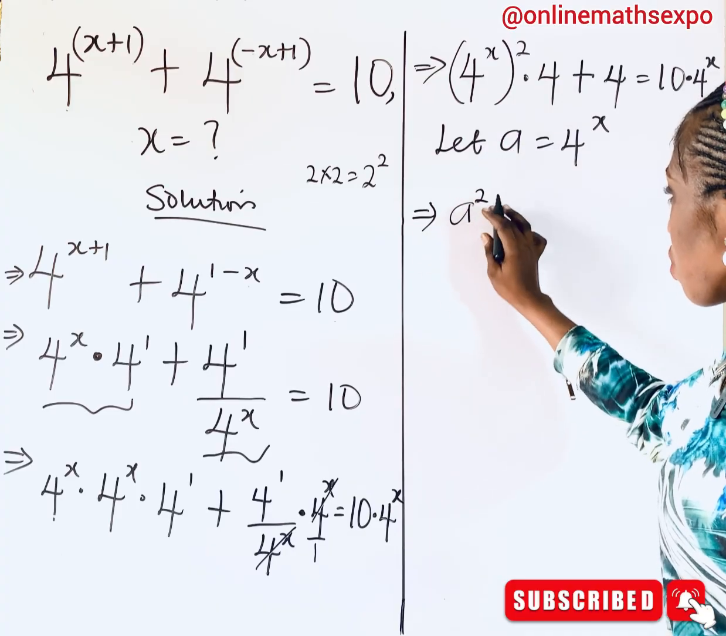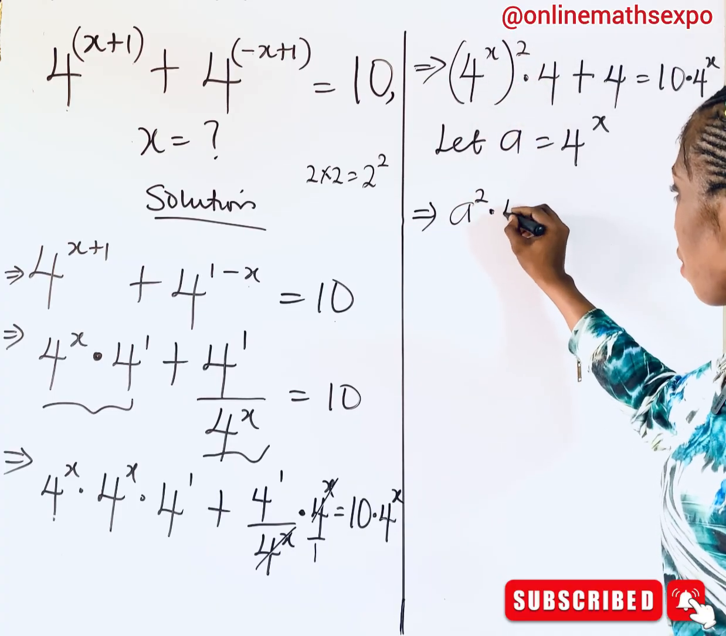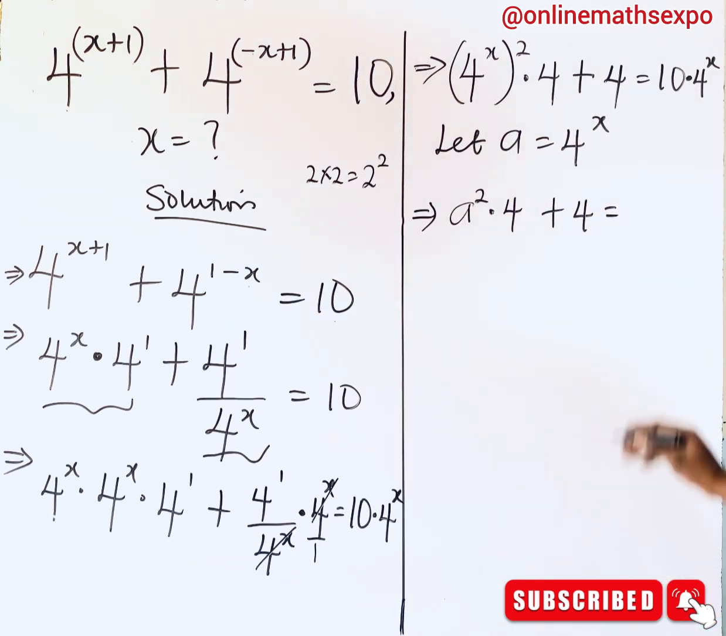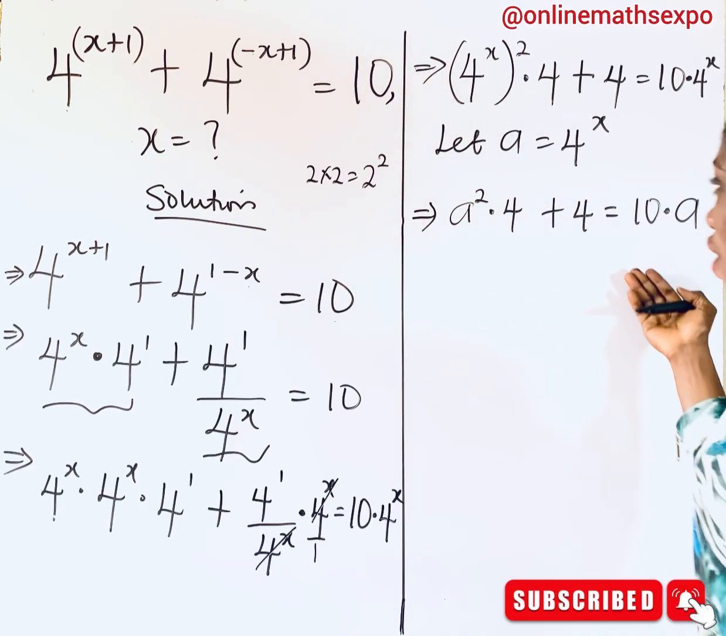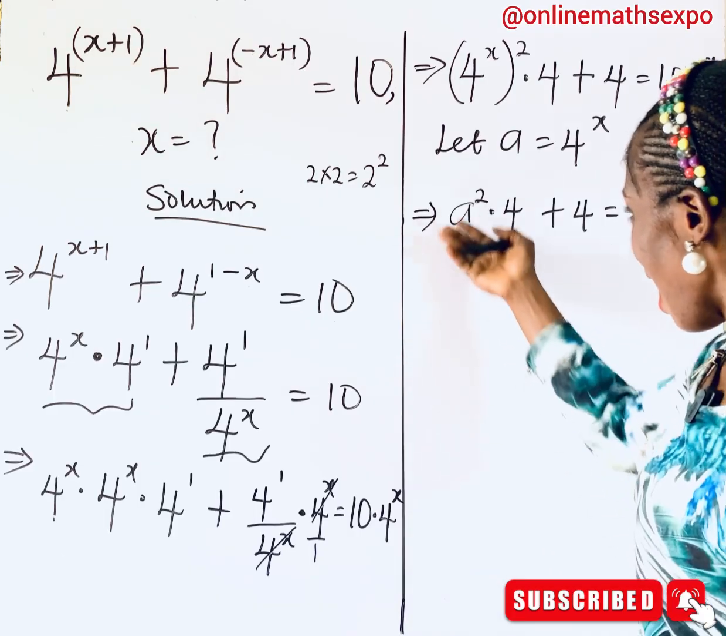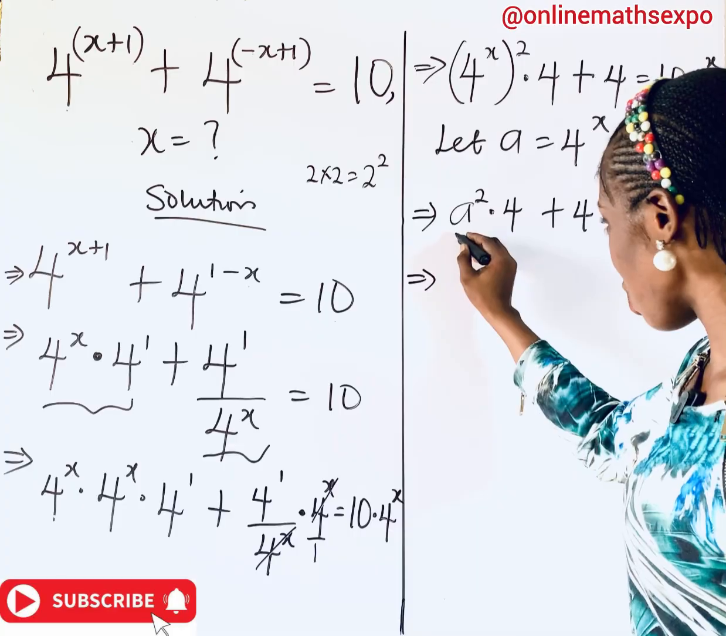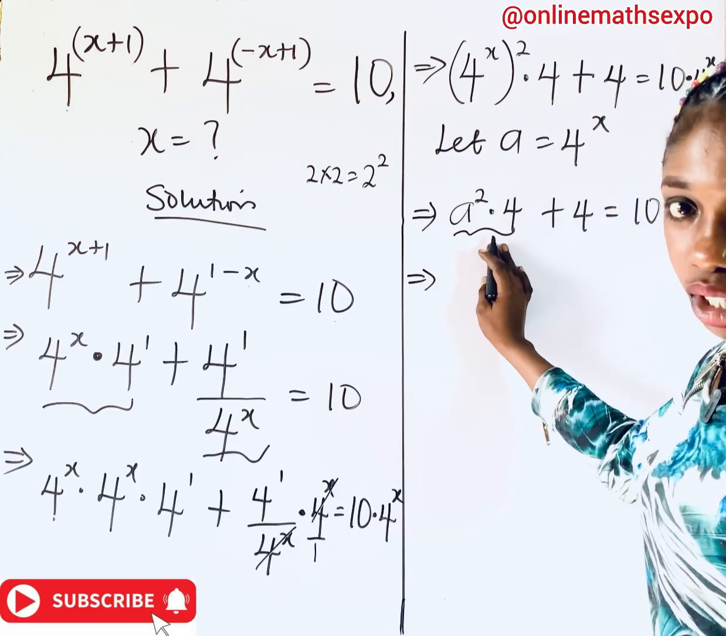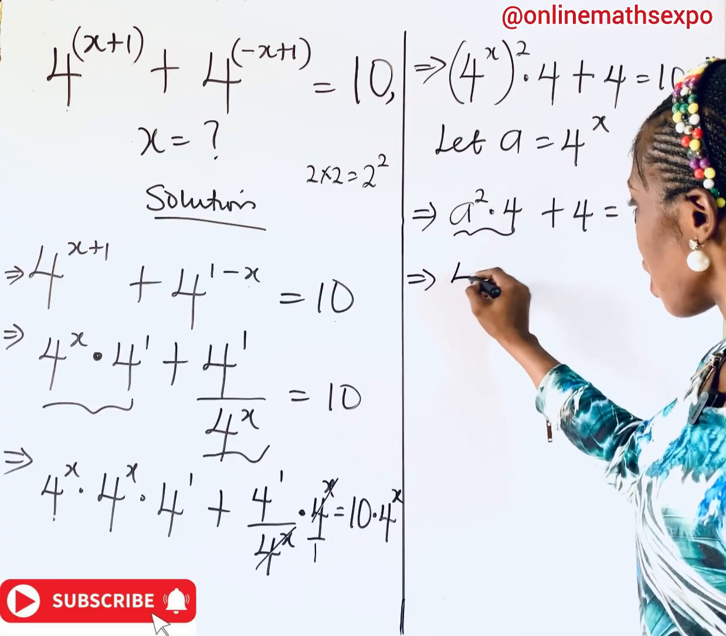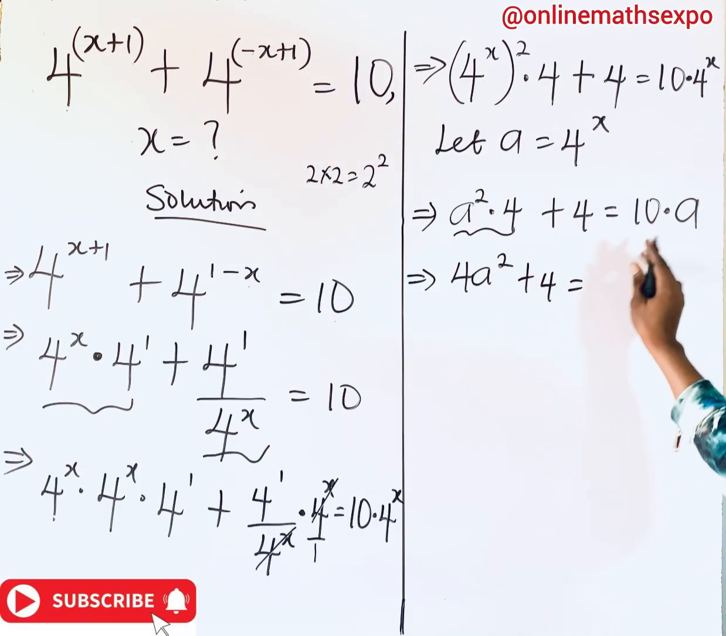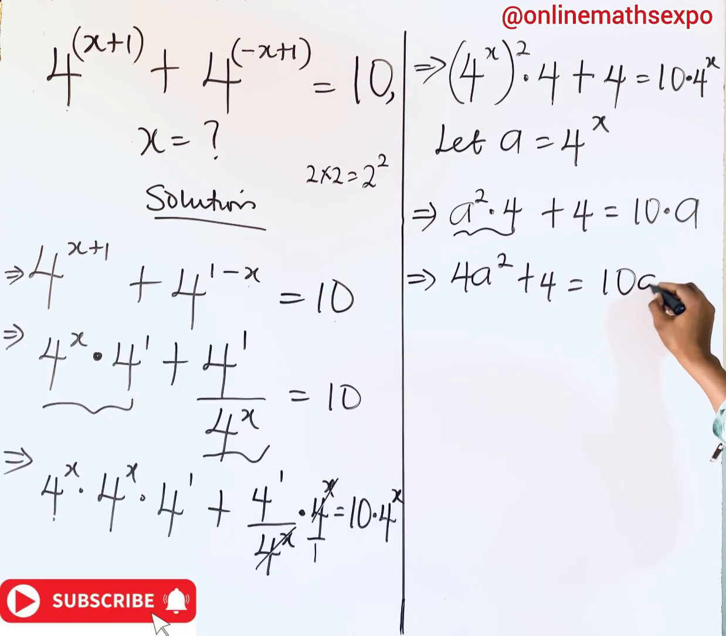So it becomes a squared multiplied by 4 plus 4 is equal to 10 multiplied by a. So you see, we are getting to something, and this is giving us, if you multiply this, please use your BODMAS. Note that these are together. So you multiply first, and if you multiply, it gives you 4a squared, then plus 4. If you multiply this, it gives you 10a.